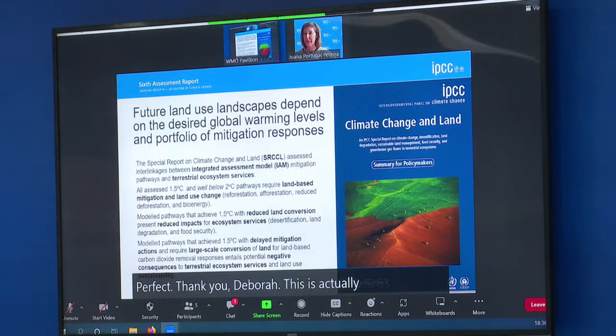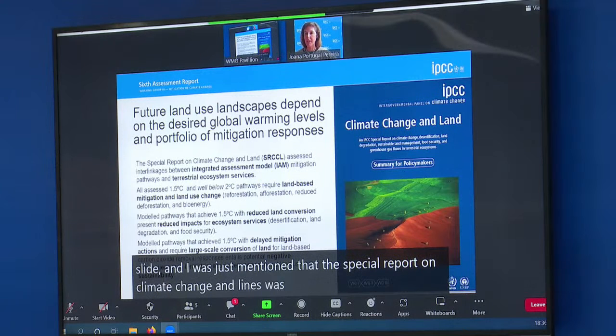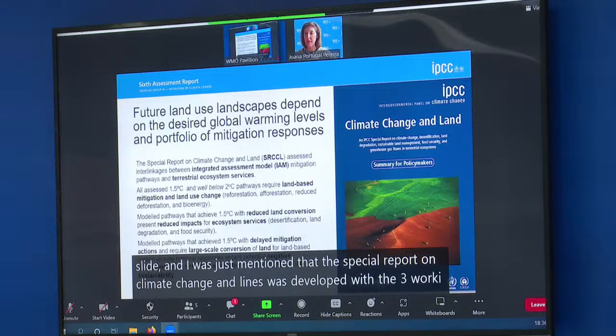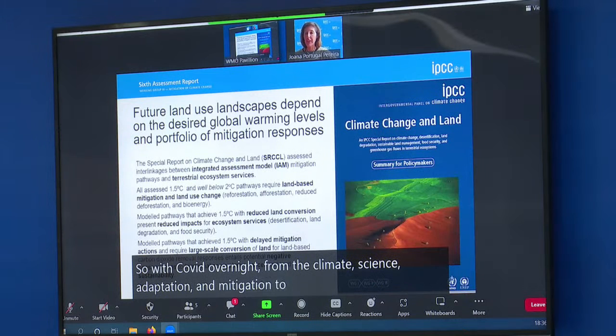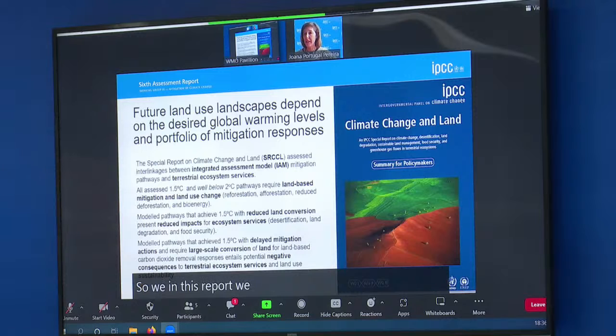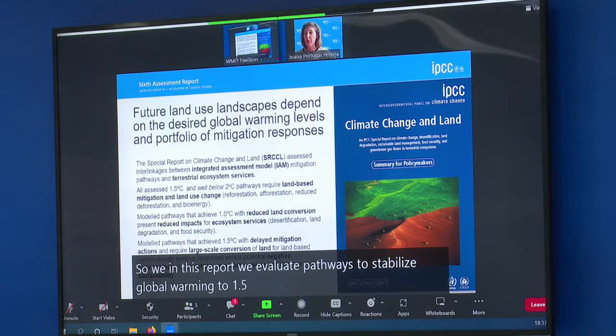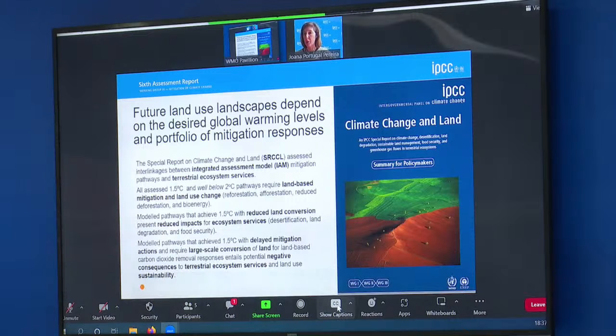This is actually my first slide, and I was just mentioning that the special report on climate change and land was developed with the 3 working groups, so with co-governance from the climate science, adaptation, and mitigation to evaluate interactions between climate change and land uses. So within this report, we evaluate pathways to stabilize global warming to 1.5 or well below 2 degrees, and what kind of land-based mitigation landscapes are required.